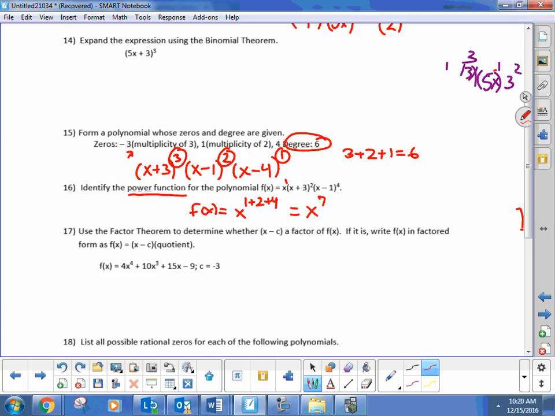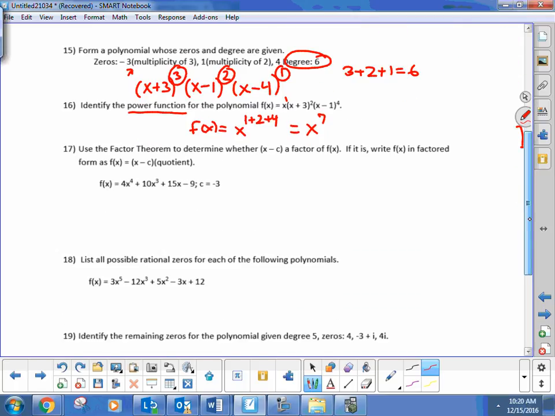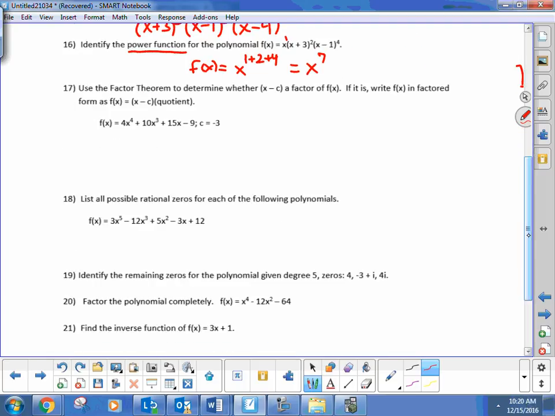Now this one here, let's move on. 17 says use the factor theorem to determine whether x minus c is a factor. All right, so what you're going to do is synthetic division. Now if you're given the c value already, you do not need to modify it. You don't need to change it. And with this, remember, you've got to put in any missing powers. This is missing a 0x squared there.